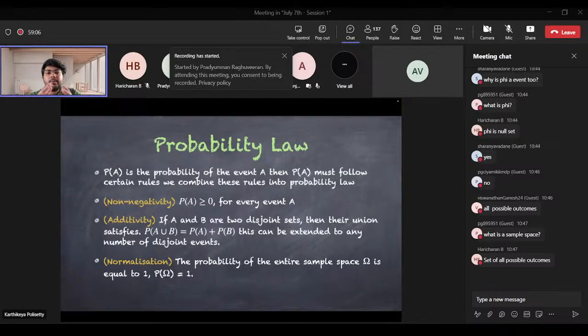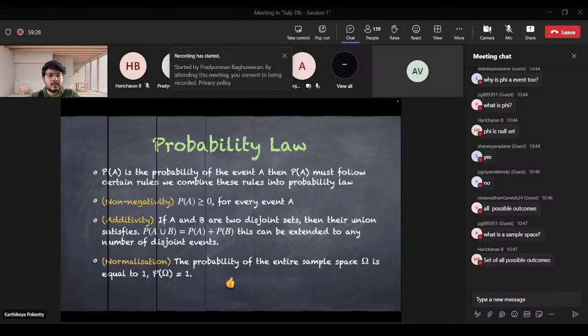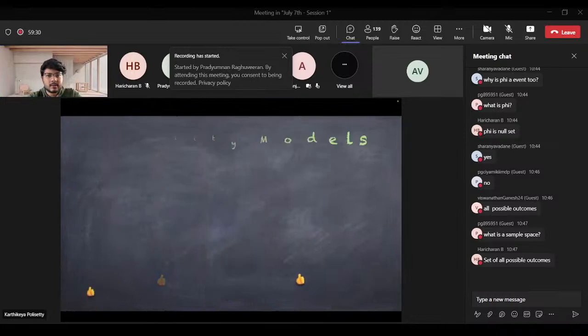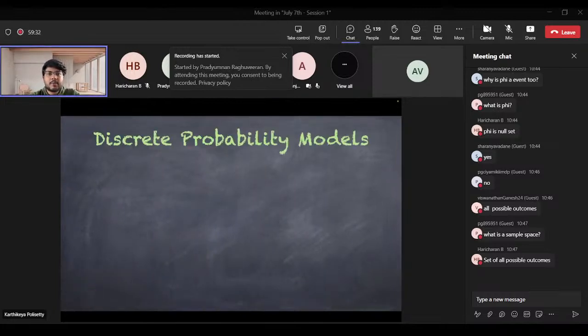Normalization. The probability of the entire sample space omega is equal to 1. So if we take the entire sample space as our event, the probability should be equal to 1. So is that clear? Discrete probability models. So what do you mean by the term discrete?